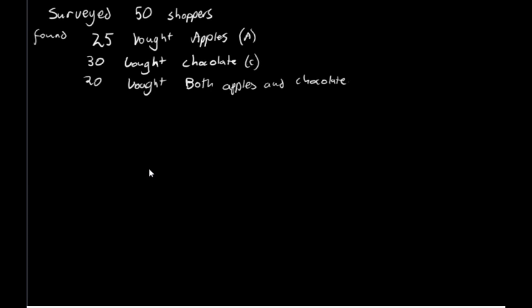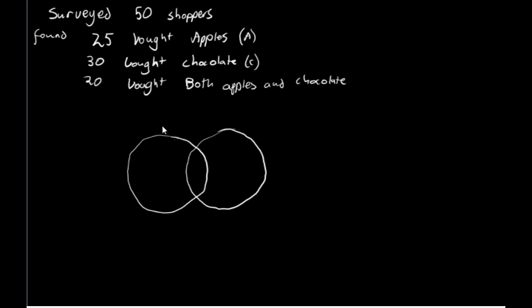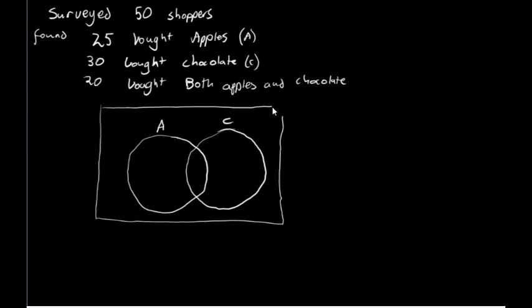Okay, so just a quick example of using Venn diagrams. We've got the situation where we've surveyed 50 shoppers, and we find that 25 of those shoppers bought apples during that supermarket visit, and 30 of them bought chocolate. 20 people bought both apples and chocolate. So drawing a Venn diagram, we've got the either event A or C. And we need to work out what numbers go where.